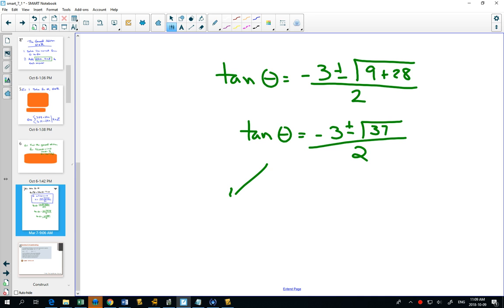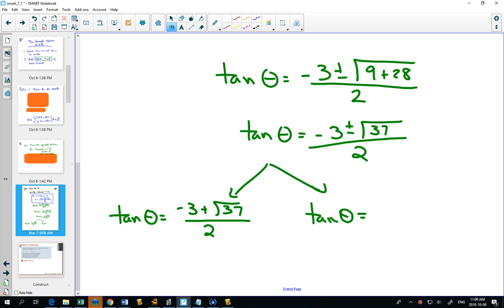And what the plus or minus means is there's one answer for tan theta that is with the plus sign, and there's one answer for tan theta that's with the minus sign. And even though these numbers aren't nice at this point, this is the same as solving like you did in grade 11. We just have a not very nice value on the right-hand side.